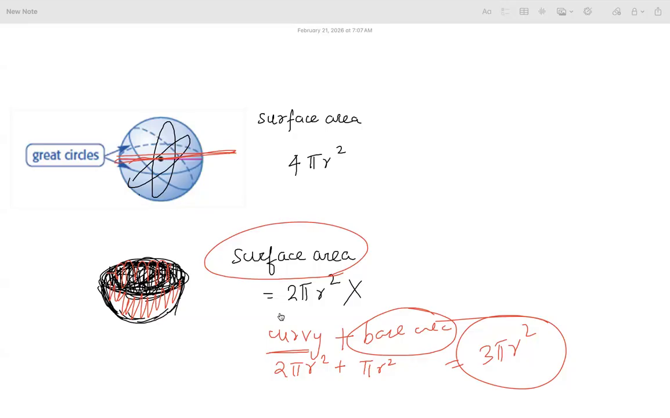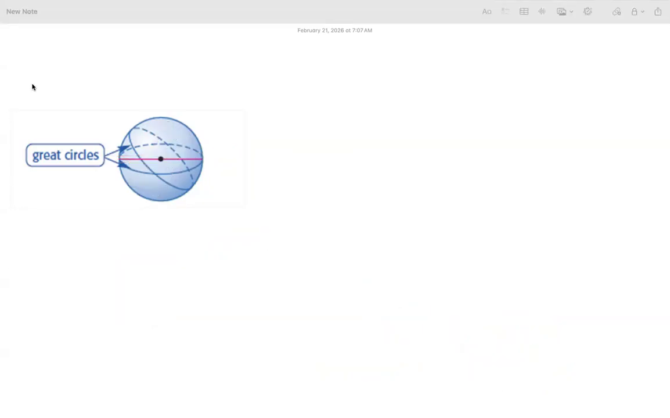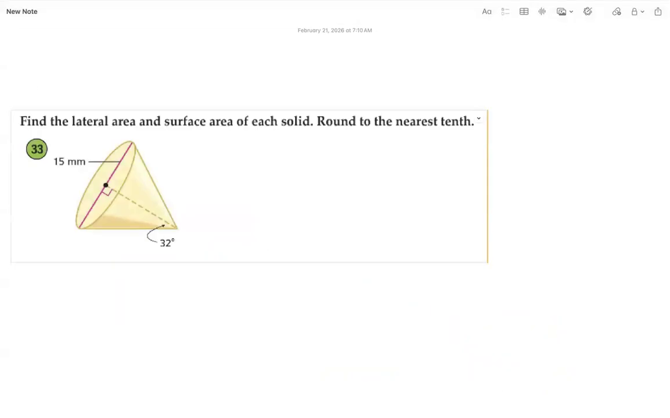Now, let me go ahead and ask you some questions on this. How about this? Would you be able to find this one quickly for me? This is a question on sphere. Okay, this is a question on cone. I'm going to erase this. Okay, let's do this, guys.